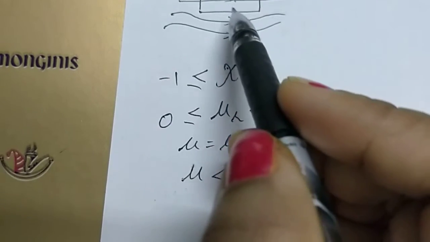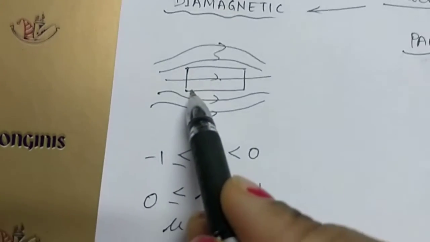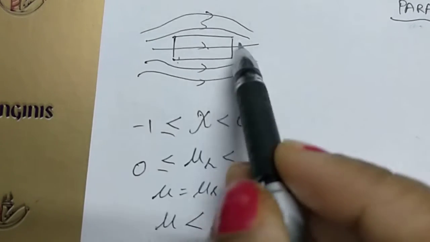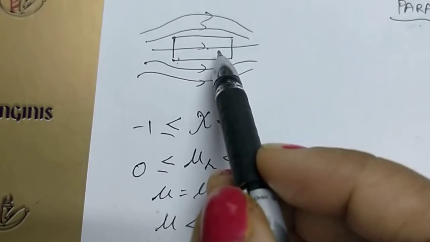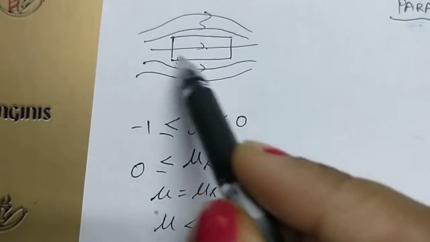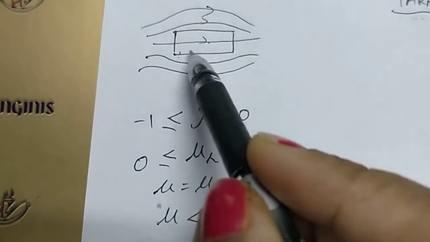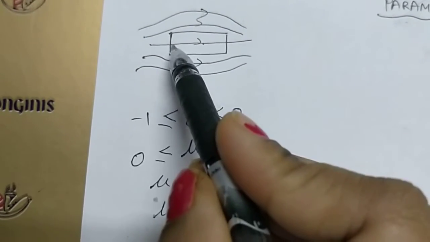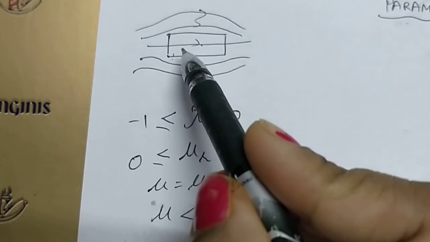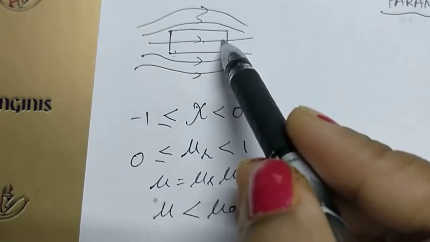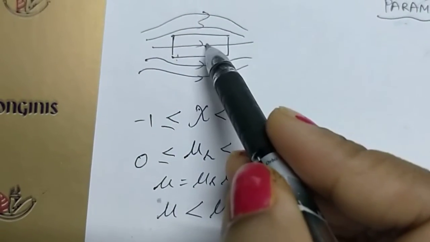So when you keep a diamagnetic material in an external magnetic field, the magnetic field lines passing through it will decrease. The magnetic moment in the substance is opposite to the external field. When you place it in an external magnetic field, it will show some magnetic moment, but it will be opposite to the external magnetic field. And because it is opposite, the number of field lines passing through it decreases.